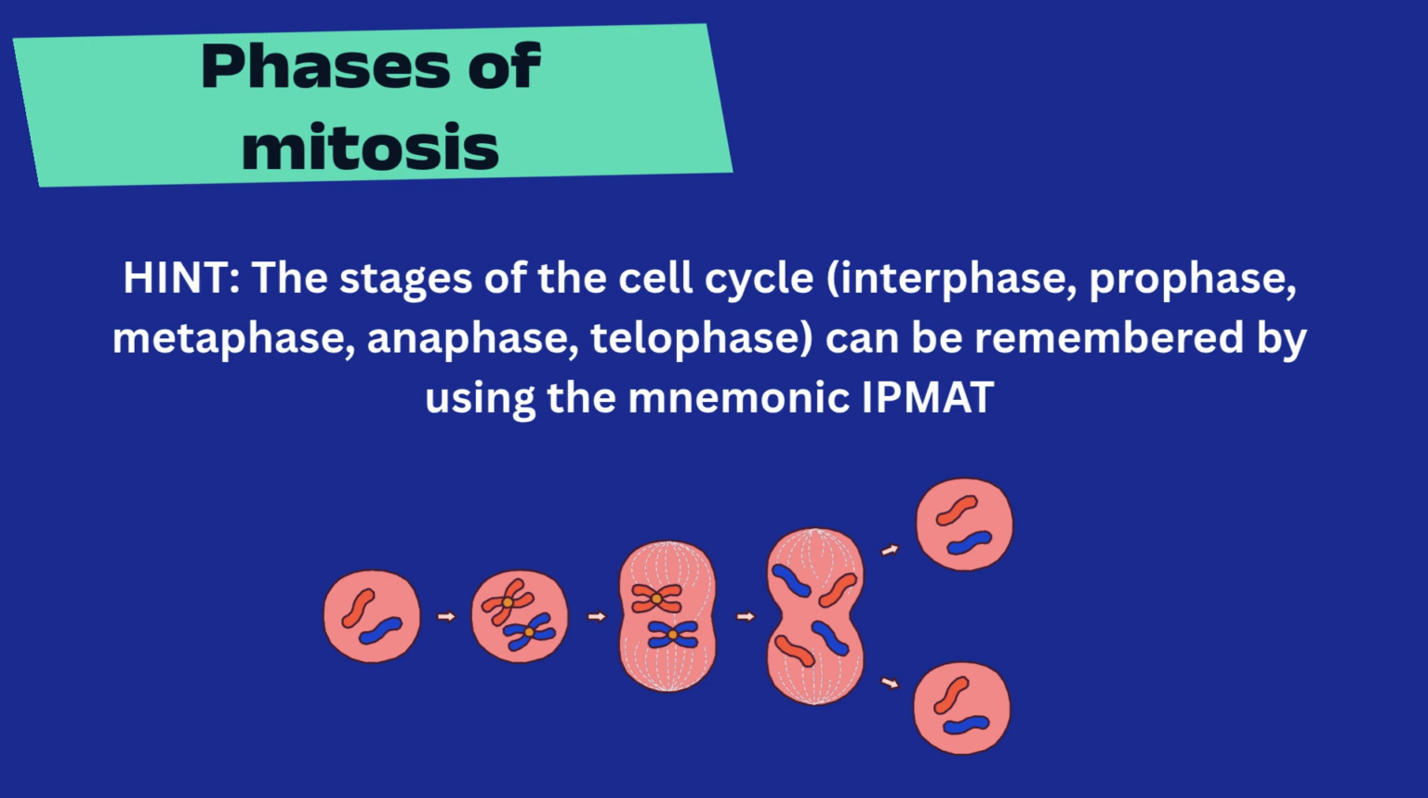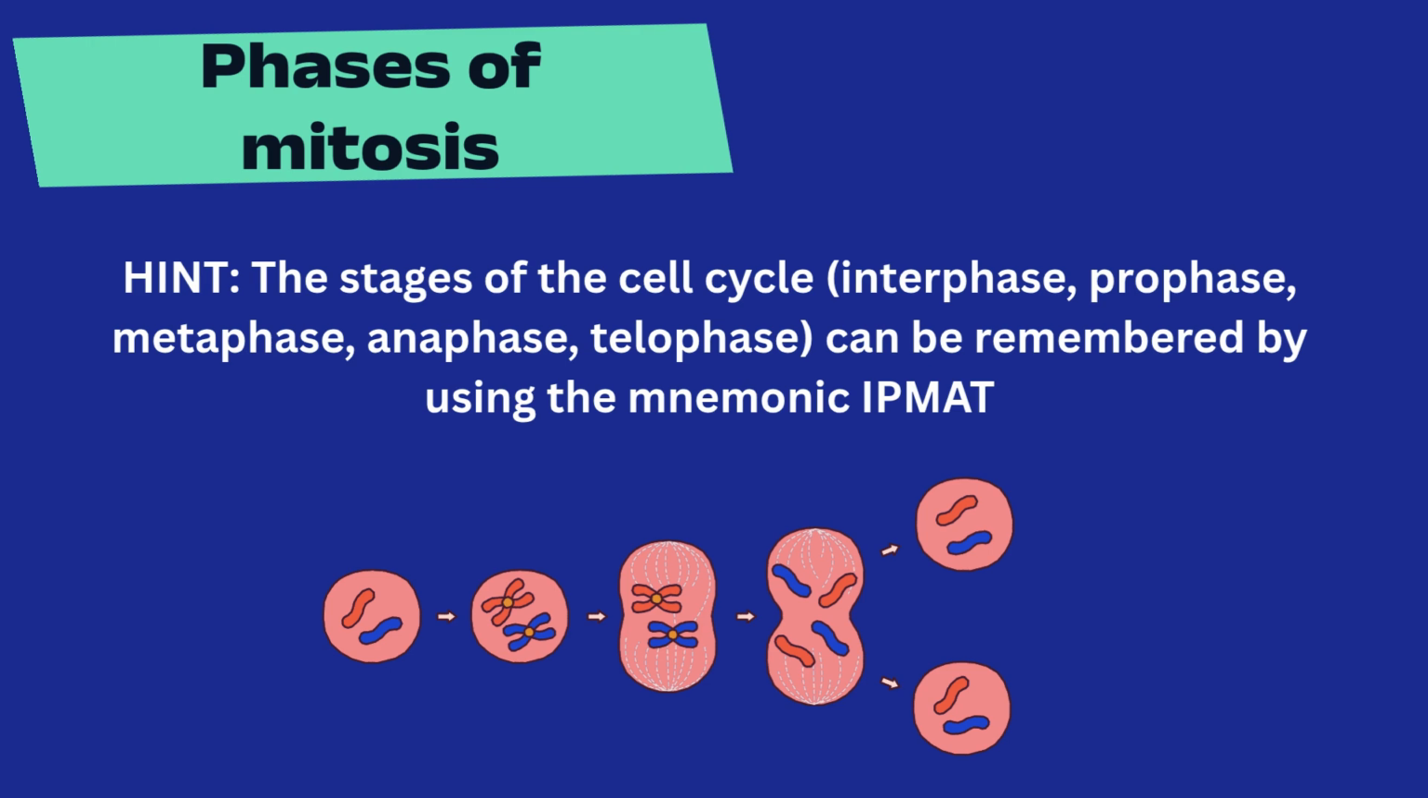So let's just basically name the phases. We have prophase, metaphase, anaphase, and telophase. And then the last phase is cytokinesis. In order for you to remember the order, before you start your exam or your test, you can just write on your question paper IPMAT. That is interphase, prophase, metaphase, anaphase, and telophase. So you can know the order.